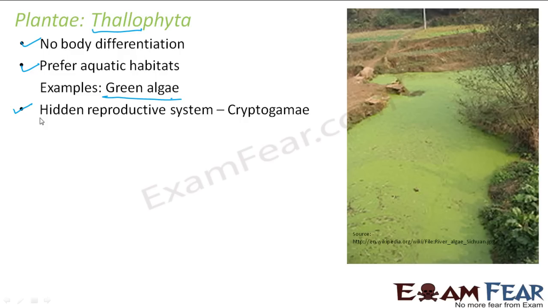And plants with a hidden reproductive system are given a term called cryptogamy. Crypto means hidden, gamy means marriage. Marriage is something which is related to reproduction, and crypto means hidden. So that is why they are called cryptogamy, because they have a hidden reproductive system.